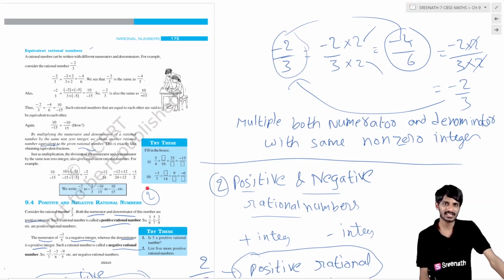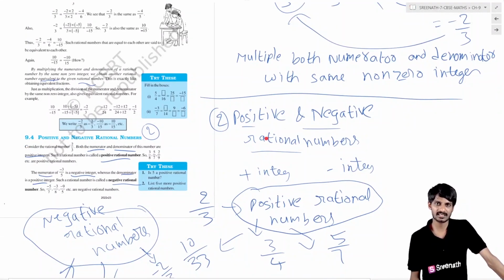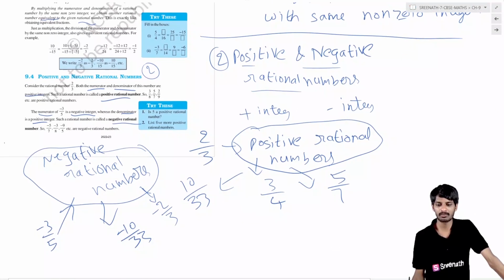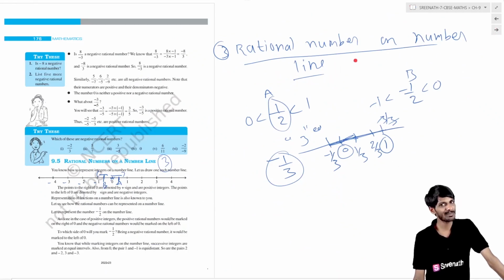So we have completed the first topic. The second topic is positive and negative rational numbers. Like integers, we also have positive rational numbers and negative rational numbers. What are positive rational numbers? Positive rational numbers are rational numbers which have numerator positive and denominator positive. Then what are negative rational numbers? If the numerator is negative and the denominator is positive, those are negative rational numbers. We completed that topic also.